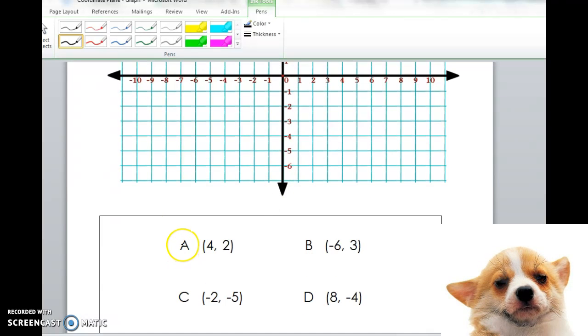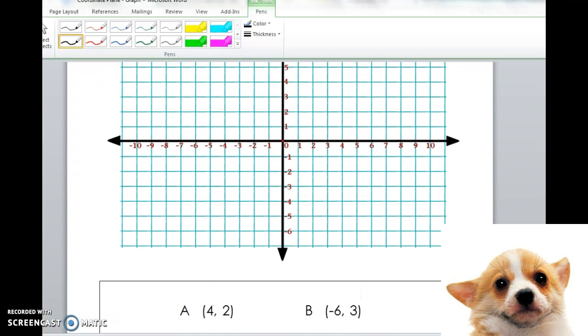Our first point is A. When you label points, we typically use capital letters. So let's graph the point (4, 2). I'm going to start at my origin. I'm going to go over +4 on my x-axis and up +2 on my y. I'm going to put the point and label it A. Again, it's 4 on my x-axis, 2 on my y-axis. You can also think about the alphabet. X comes before y, so you want to go in that order. X first, then y second.